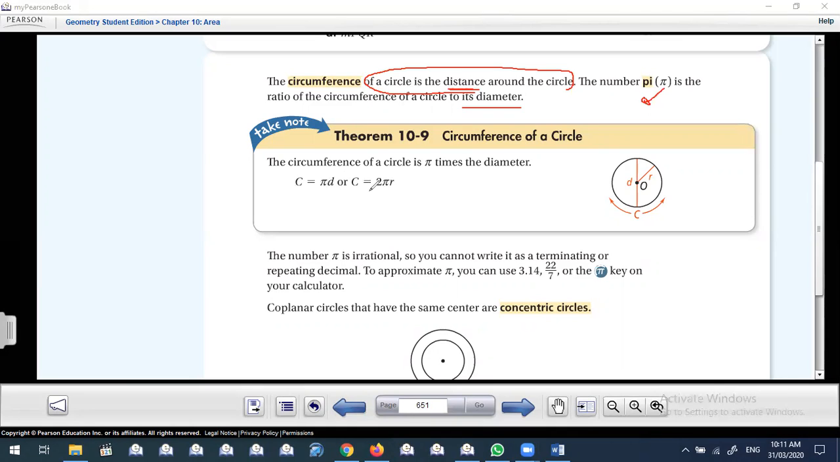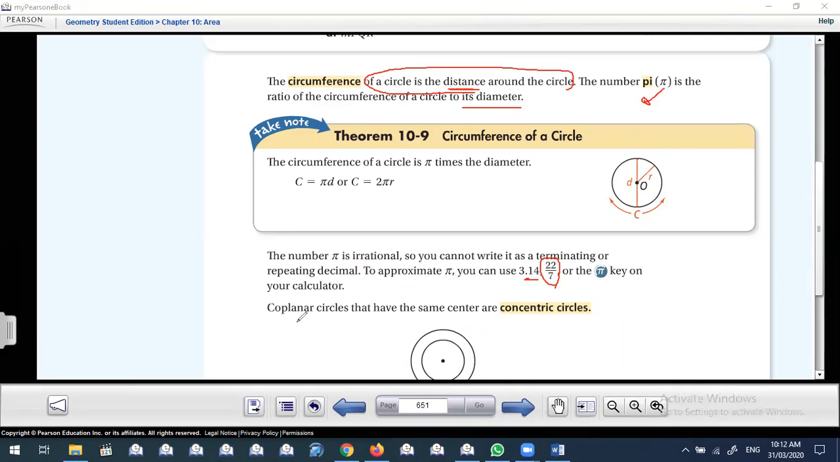The first one is pi times d. D is the diameter of the circle. The second one is 2 pi r. R is the radius of the circle. Radius of the circle is the distance from the center to any point on the circle. Diameter of the circle is the line segment joining 2 points on the circle, passing through the center. Pi, we can use it as 3.14 or 22/7 as usual.